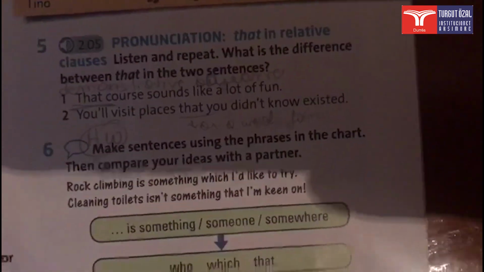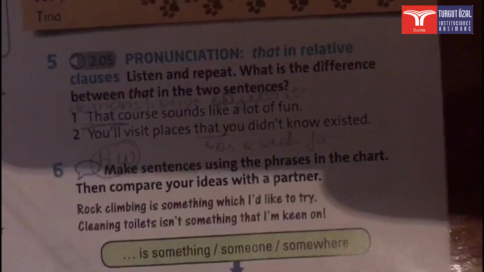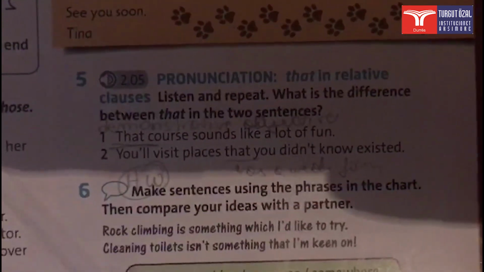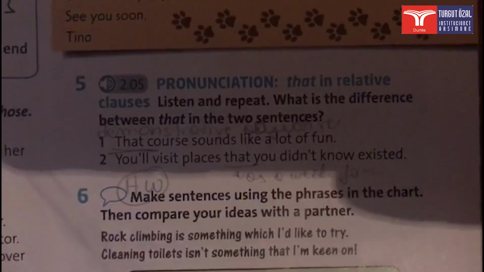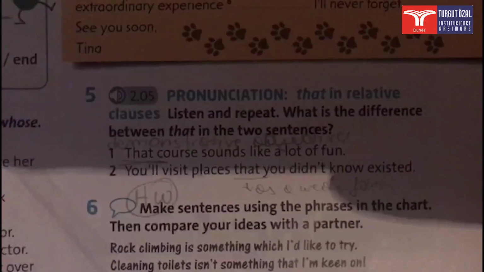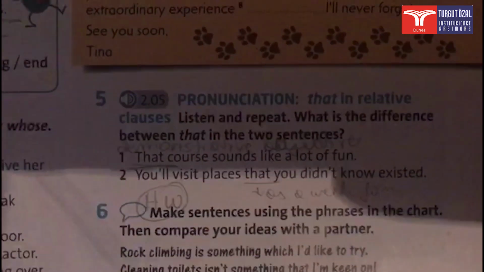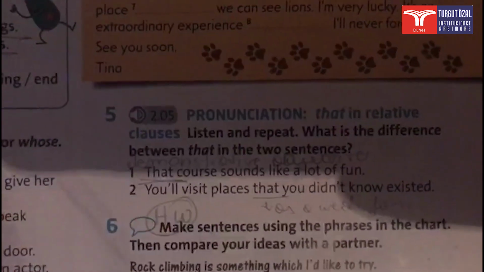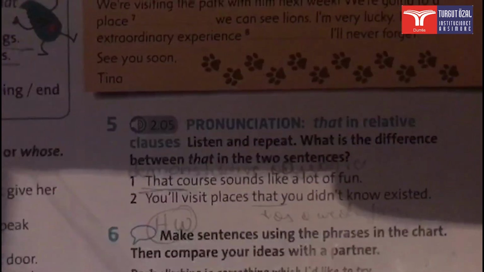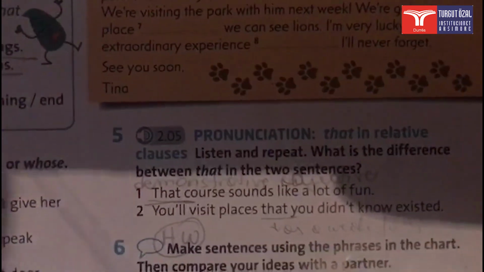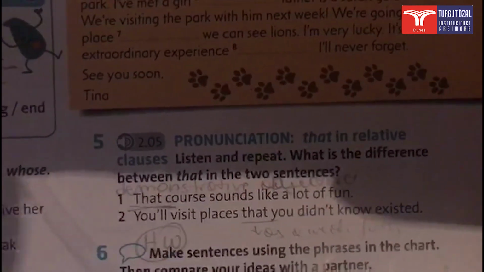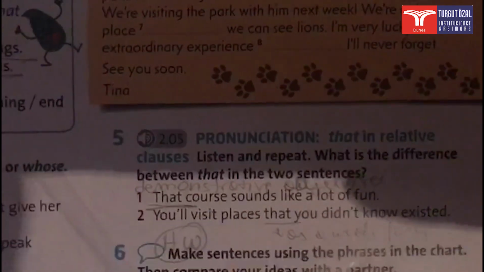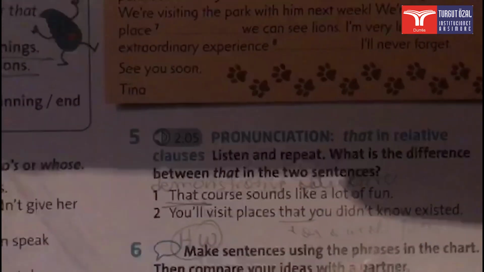Now, pronunciation. So, we cannot listen, but I can explain you something. What is the difference between that in the two sentences? So that is a demonstrative adjective. So that is stressed. That course sounds like a lot of fun. You'll visit places that you didn't know existed. So that in the second sentence is a weak form of that.